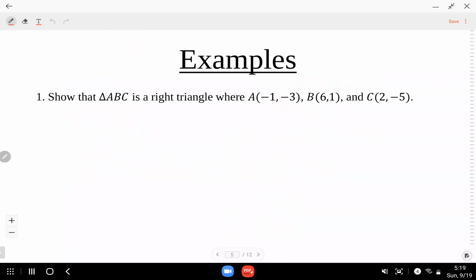Okay, so let's go over some review examples. We used these examples last time, but we need to refresh on these ideas. So, number 1, show that triangle ABC is a right triangle where A is -1, -3, B is 6, 1, and C is 2, -5. How do we do this? Does anybody have any ideas on how we prove that ABC is a right triangle?